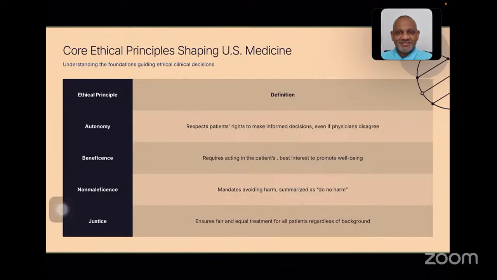These four ethical principles form the foundation of medical decision-making in the U.S. The first is autonomy, which means respecting the patient's right to choose even if we disagree. Beneficence and non-maleficence require us to weigh benefits and harm carefully. Justice ensures fair treatment for all, regardless of socioeconomic or cultural background.